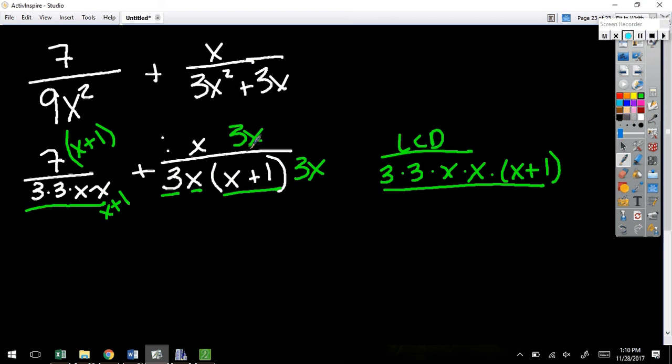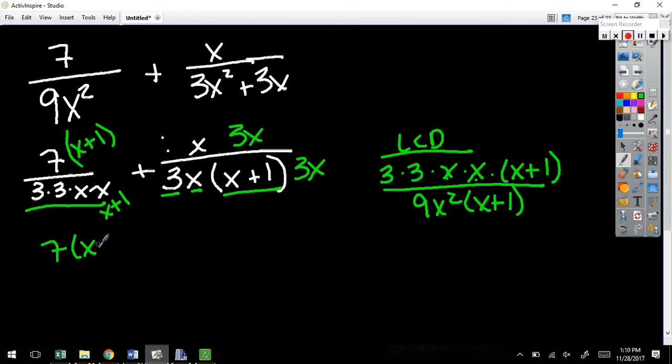Where did 3x come from? Because I need two 3s and I've only got one, and I need two X's and I've only got one. When you multiply by 3x, you get 9x squared. So if you want to write your LCD as 9x squared times x plus 1, that's fine.